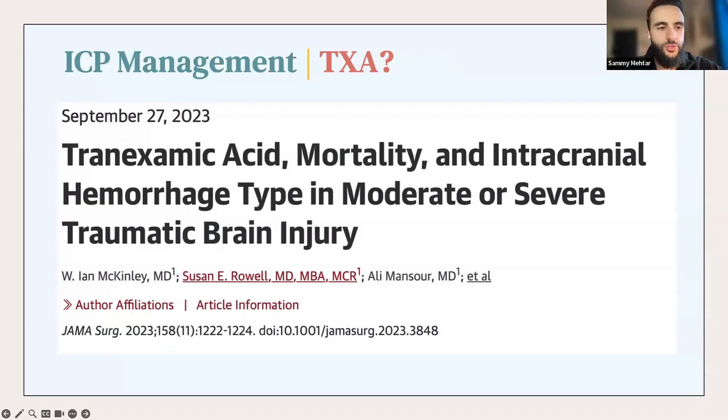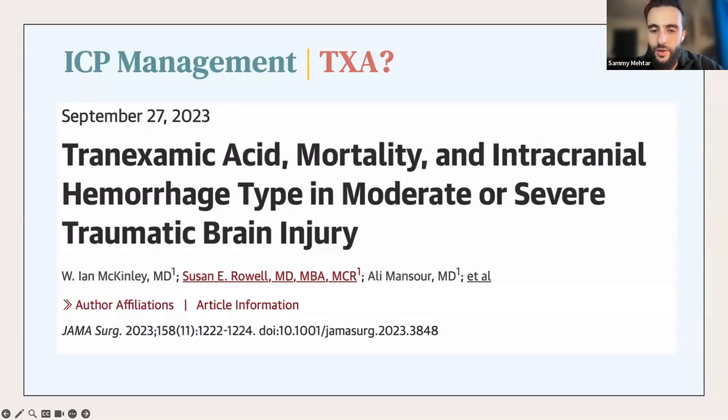The other question would be for tranexamic acid, or TXA. And here's a wonderful study from 2023, so a little bit more recent. It showed that for patients with moderate or severe TBI, those with extraaxial hemorrhage alone who were treated with 2 grams of TXA within 2 hours of injury had reduced mortality and improved neurologic outcomes compared to those who had combined both extraaxial and intraaxial hemorrhage.